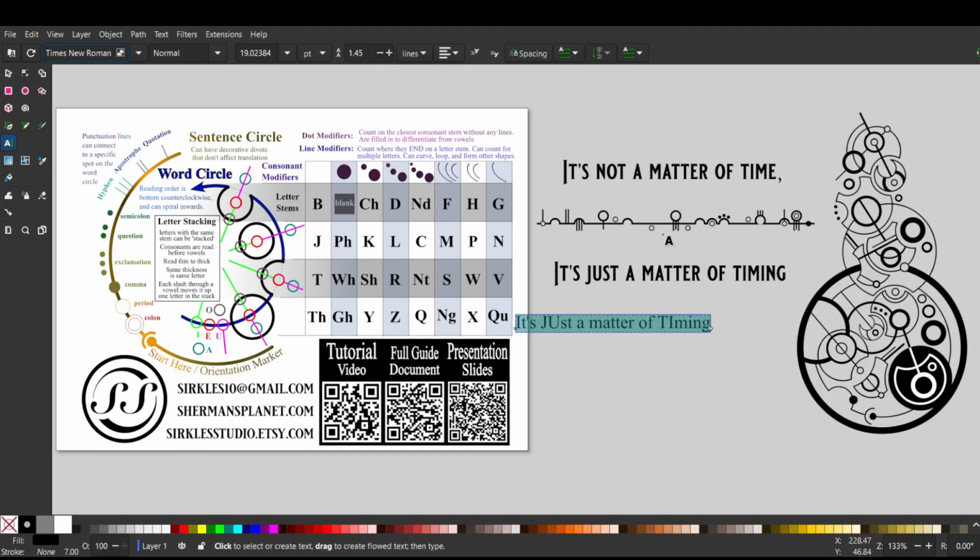And again, capitalization is not a thing really in the script. You can just make things bigger or smaller or bolder or whatever. And then this is, it's not a matter of time, it's just a matter of timing.